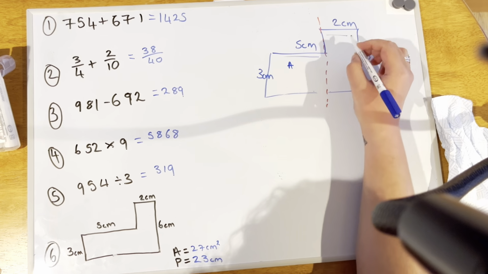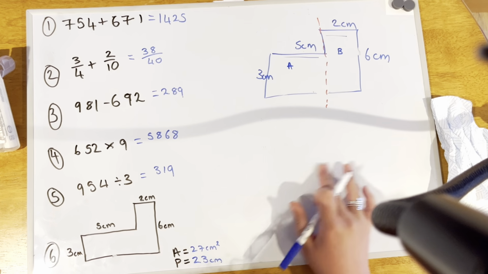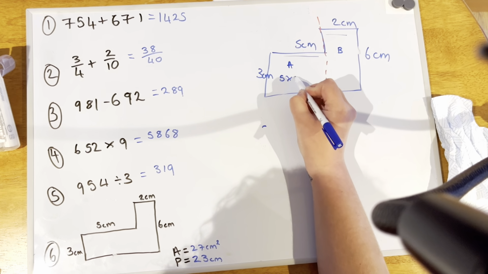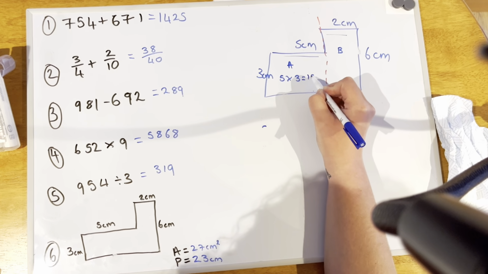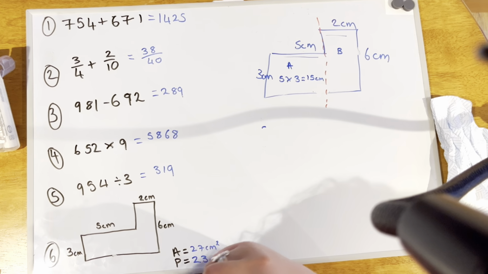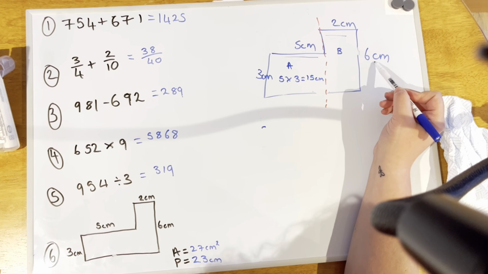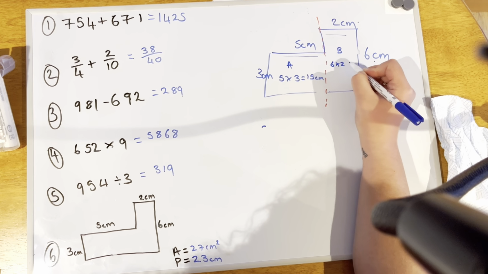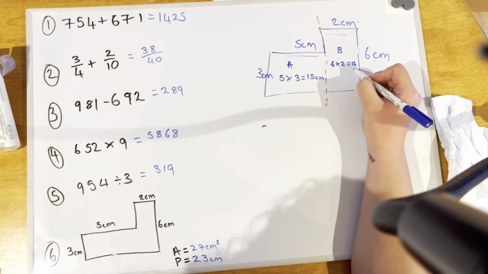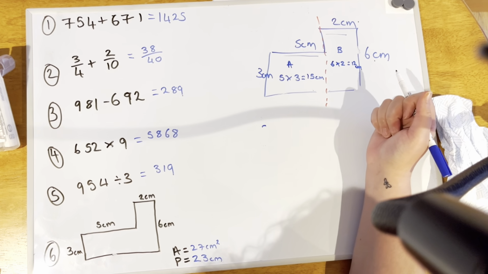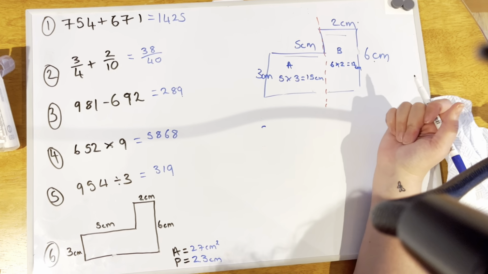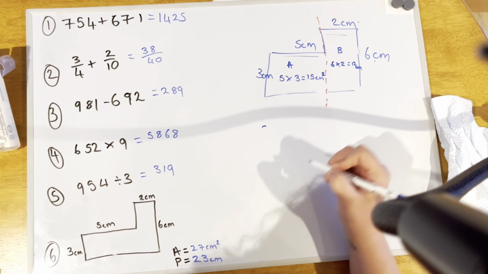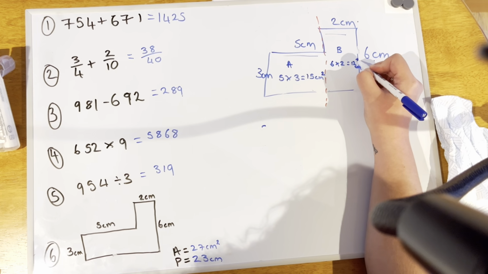So shape A and shape B I'm going to call it. So for shape A I want to do 5 times 3, which is 15 centimetres. Here for shape B I'm going to do 6 times 2. 6 times 2 is 12 centimetres. Now when we're doing area, it's centimetres squared because we're finding out the inside. So this is 15 centimetres squared and this is 12 centimetres squared.